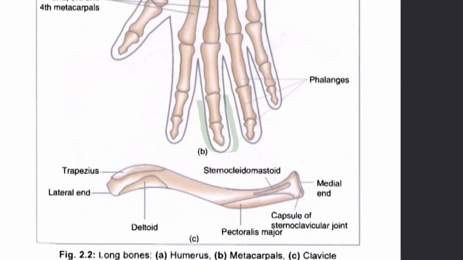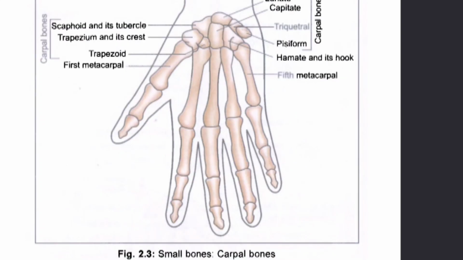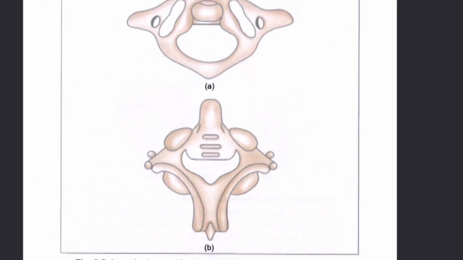So this is the long bone. Then we talk about the small bones. I told you about the hand, the carpals, and the tarsals that represent this region. This is the small bones. Then we'll go towards irregular bones.